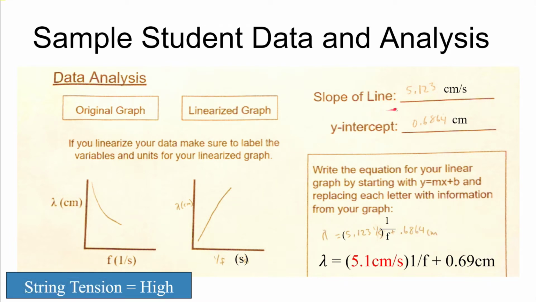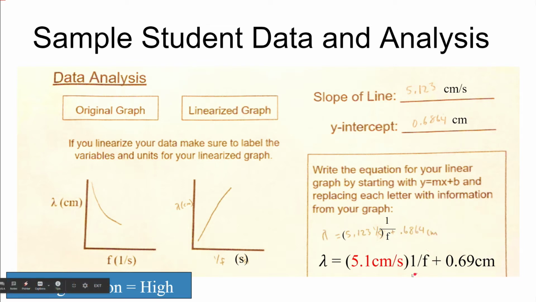That line of their linearized graph had a slope of about 5.1 centimeters per second. Their y-intercept was about 0.6 centimeters, fairly close to zero. So their equation looked like this: the wavelength is equal to the slope, which is about 5.1 centimeters per second, times the inverse of the frequency, plus 0.69 centimeters, their y-intercept.